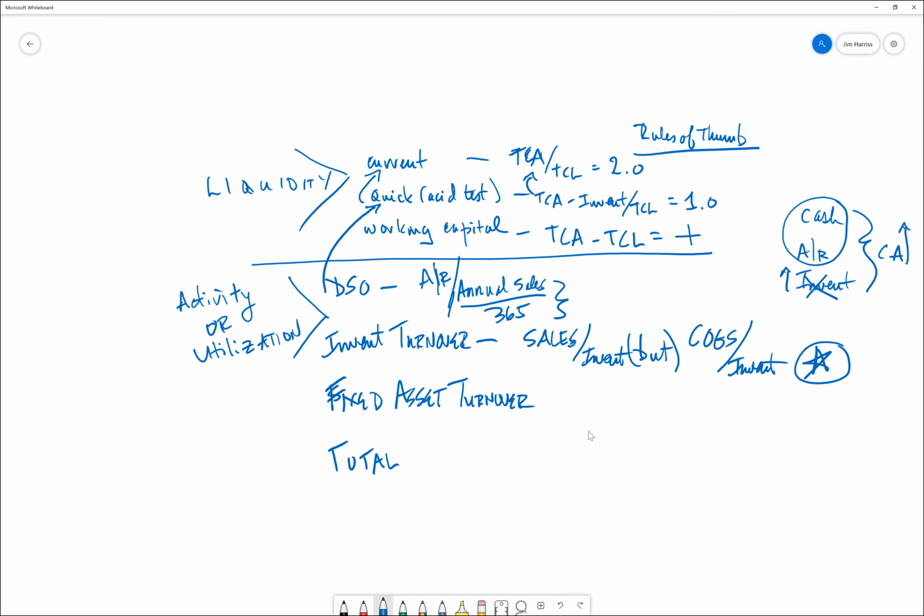And your total asset turnover. So what this is, sales divided by fixed assets, and sales divided by total assets. Now these two are utilization ratios. What you're doing is checking to see if the firm has not enough assets or too many assets. And again, you're going to be comparing these to industry averages.